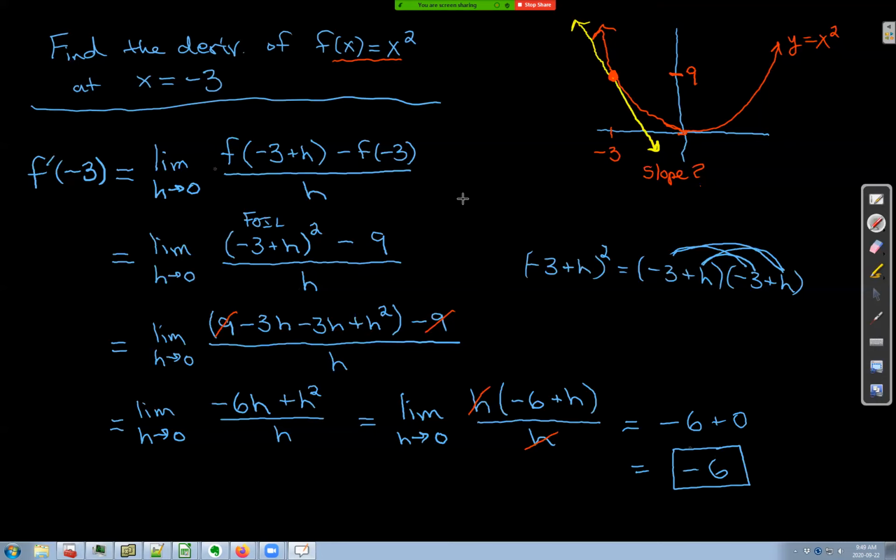So that was a lot of work. But yeah, derivatives are a lot of work. But the good news is we'll get some shortcuts eventually. We'll get some shortcuts that will make this a lot faster.